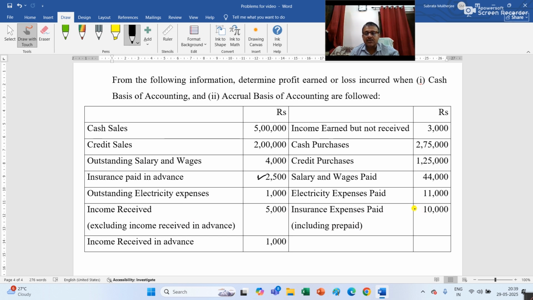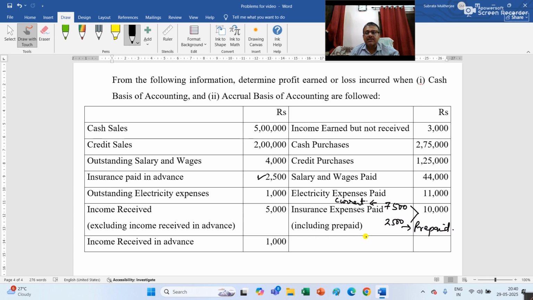So this 10,000 that has been paid for insurance, this is for the current year, this is 7,500 and 2,500 is prepaid. So this prepaid insurance is for next year and 7,500 is for current year.